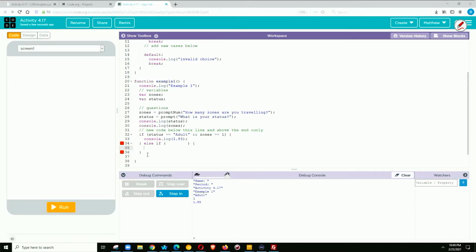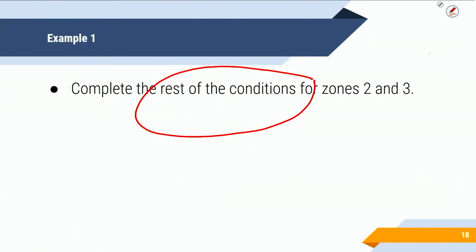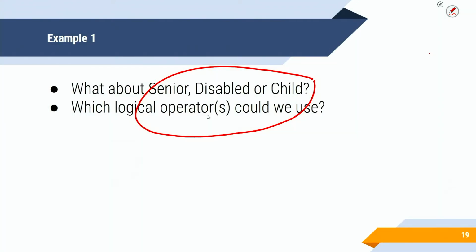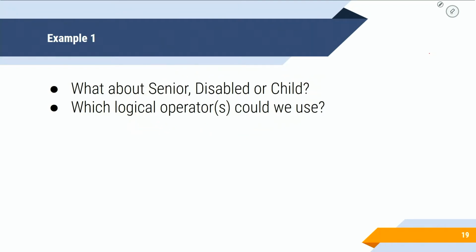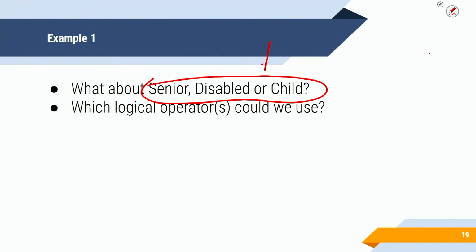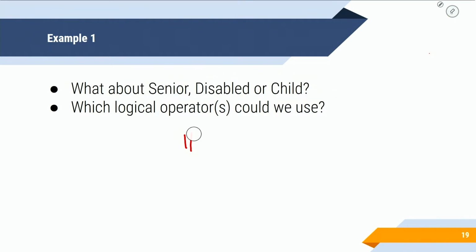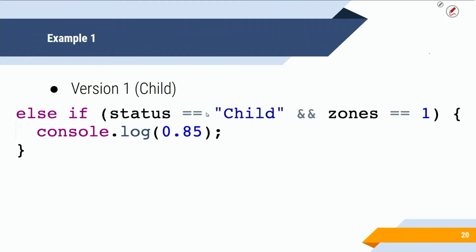All right, so let's go back to the lesson here. Next up, we've got seniors, disabled, or child. So for this part, which logical operator should we use? Again, we've got senior, disabled, and child. The keyword here, of course, is or. So we're going to use the logical or, which is the pipe and then pipe. I'll just show a couple of different versions here, and we can give that a try.